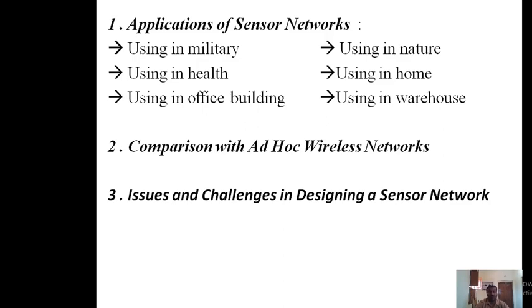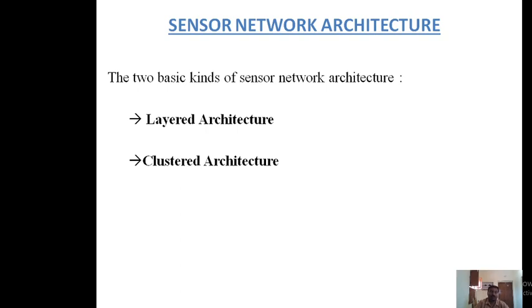Then come to the second concept, sensor network architecture. This is one of the classifications in sensor networks. Sensor networks are broadly classified into two architectures: first, layered architecture, and second, clustered architecture.